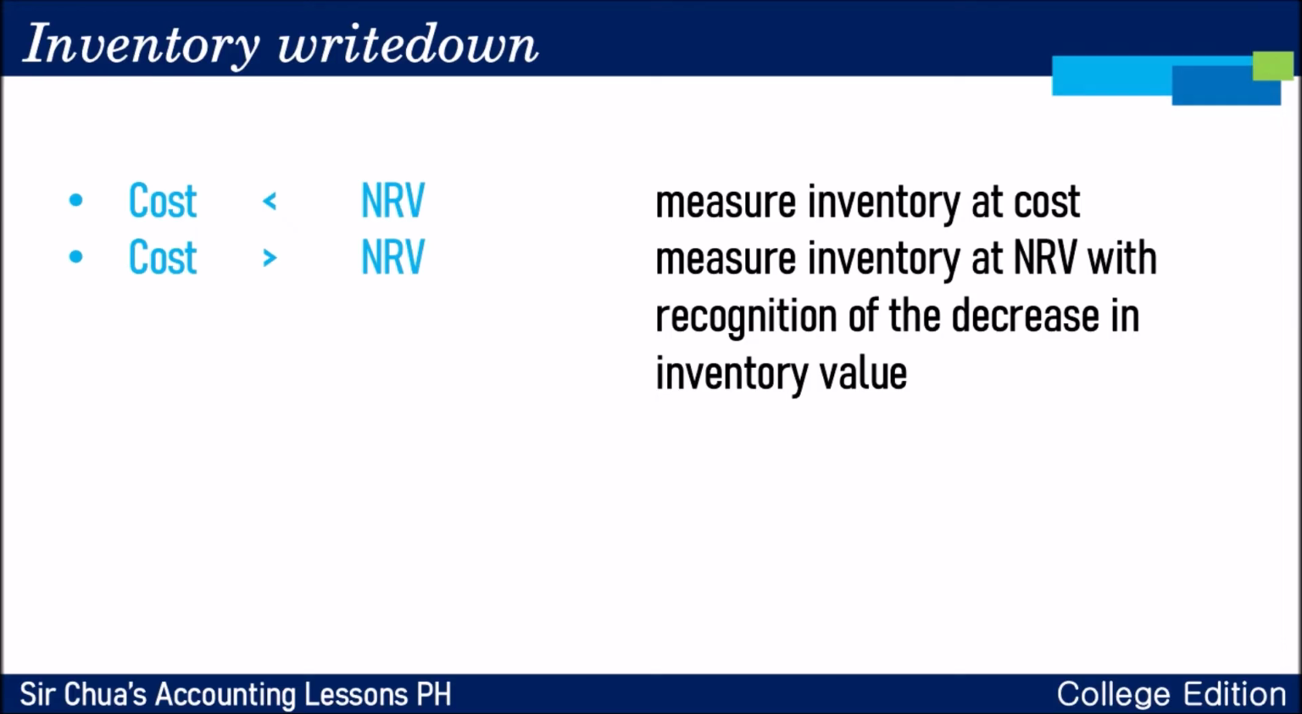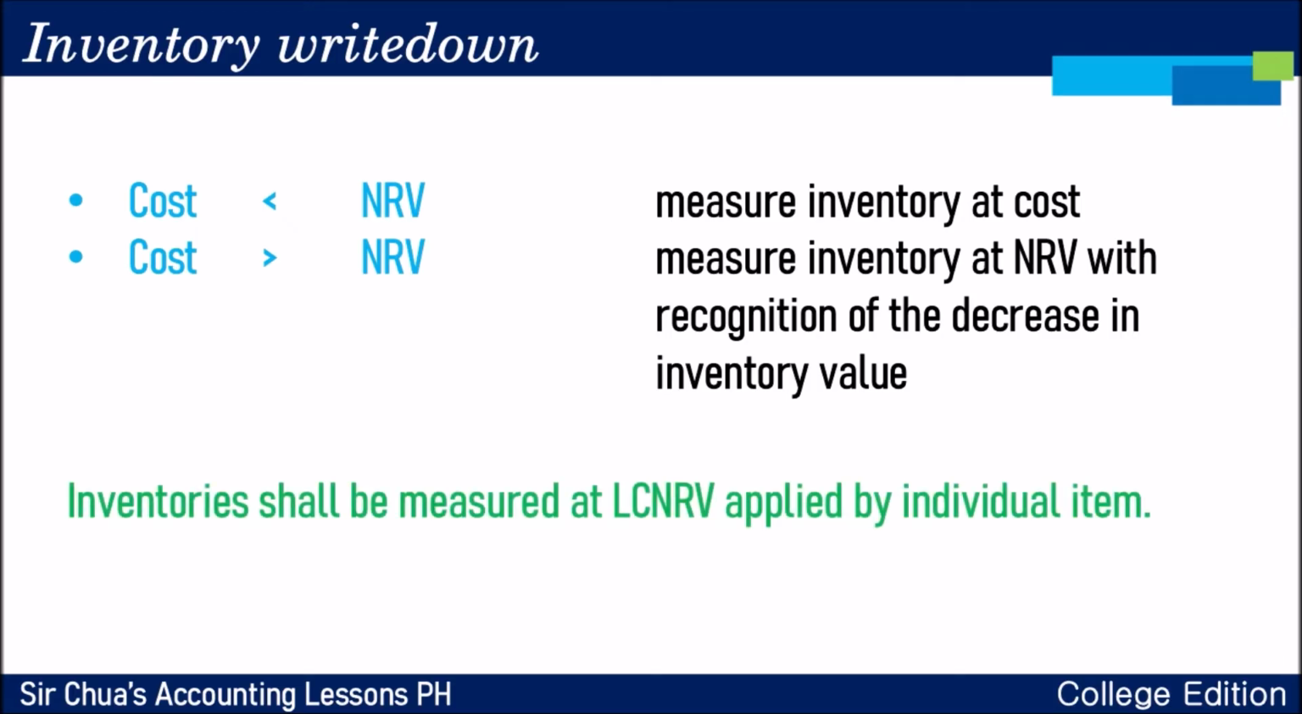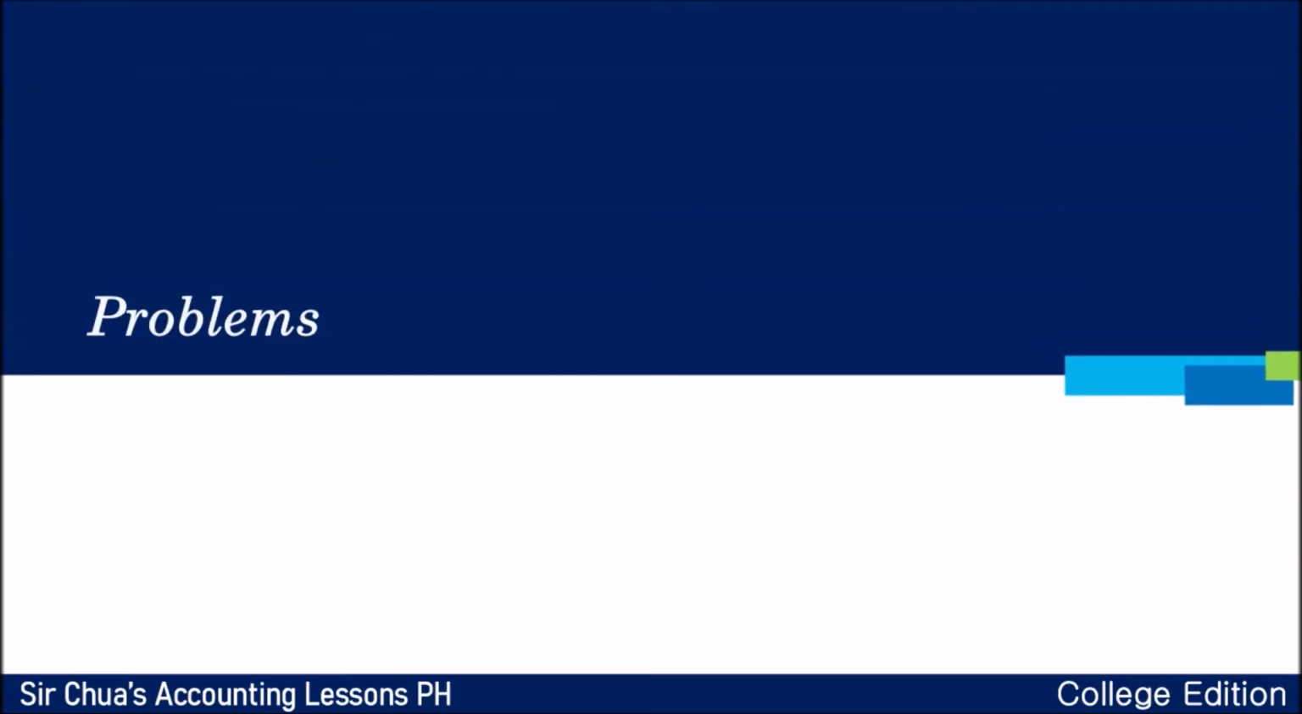Okay? And in the application of LCNRV, remember that inventories shall be measured at LCNRV, which is being applied by individual item. Okay? Per individual item po ang pag-check po natin ng LCNRV. Okay, so let's try some problems. Actually, isa lang yung problem pero nilagyan lang ng S. Okay? So let's try some problems in order for us to properly compute for the LCNRV para nagkakaroon ng kulay yung theories na nadidiscuss natin.